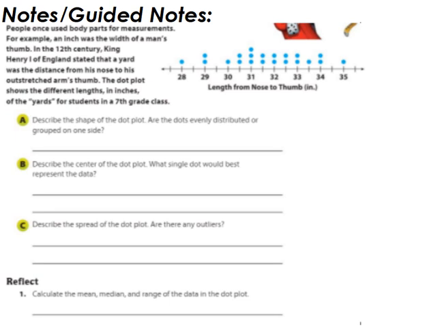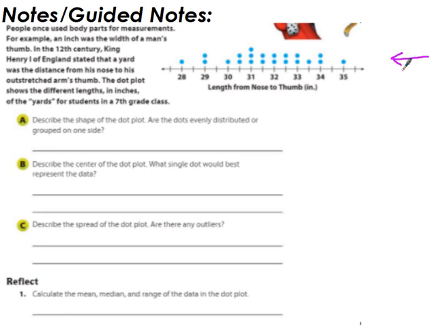So first, a dot plot is this right here. It is a way to display a set of data. People once used their body parts for measurements. So we took the length from the nose to the thumb of a bunch of different people, and we measured them. In the 12th century, King Henry of England stated that a yard was the distance from his nose to his outreached arm's thumb. So that's how they figured out how far a yard was.